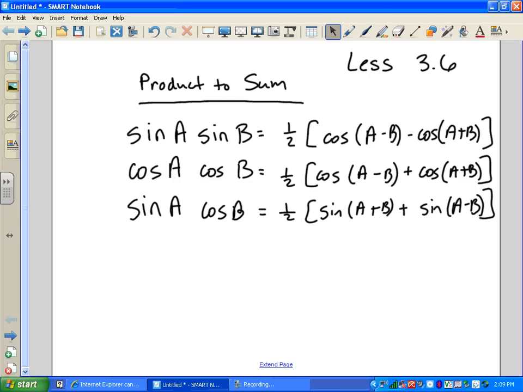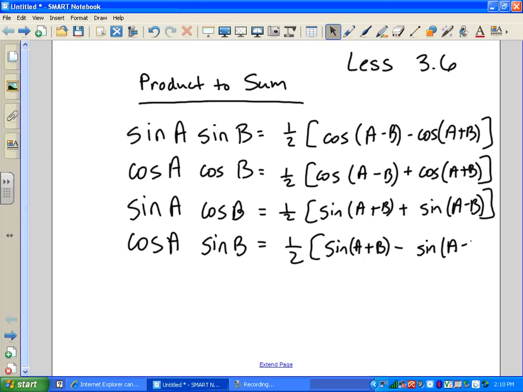Okay, and now finally the last one, we're going to switch this order. It's probably a little different than what you would think. You have cosine A times sine B equals, kind of similar, 1/2 times the sine of A plus B, but then this one's going to say minus the sine of A minus B. And so there are lots of patterns there. You don't really have to memorize these. These will be given to us when we take a quiz or a test using these.